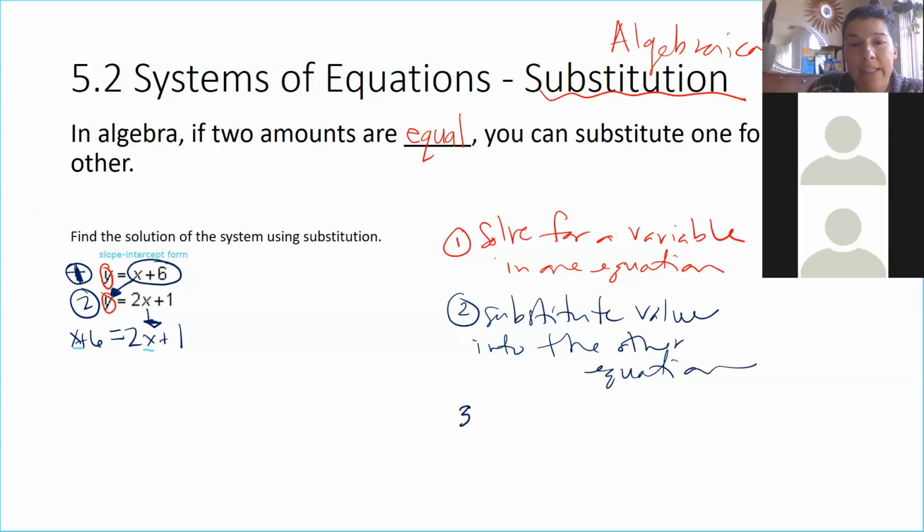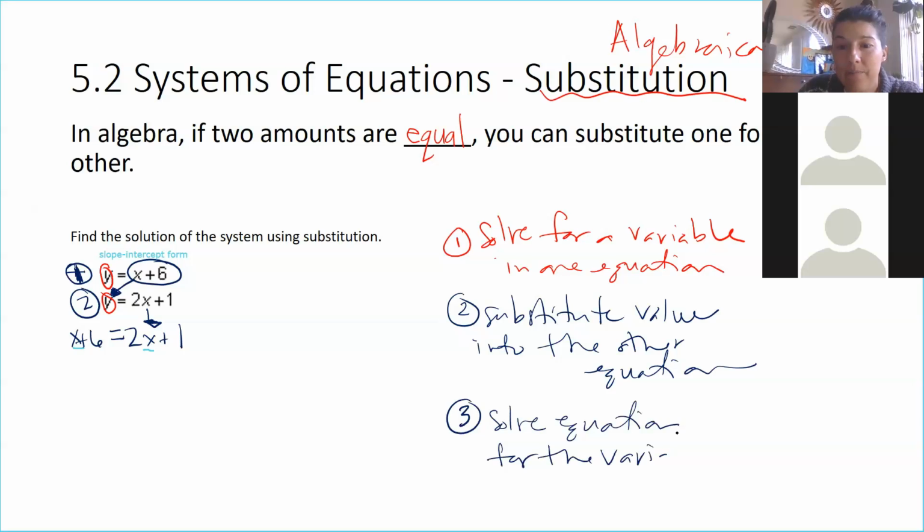All right, at this point, after you do the substitution, you're left with one variable. Okay, you have an equation with one variable. So you are able now to solve the equation for the variable that is left. Notice our y's disappeared. They just disappeared temporarily. Okay, so let's solve this equation for x.